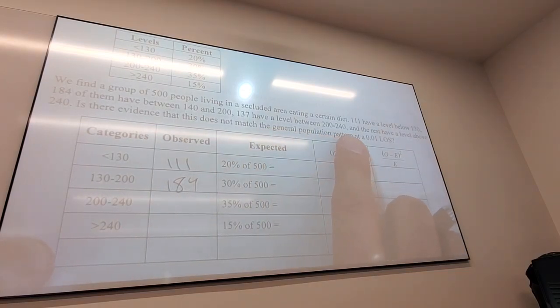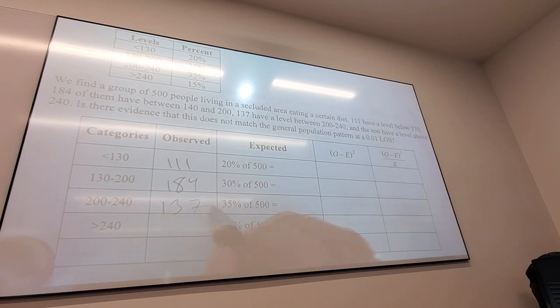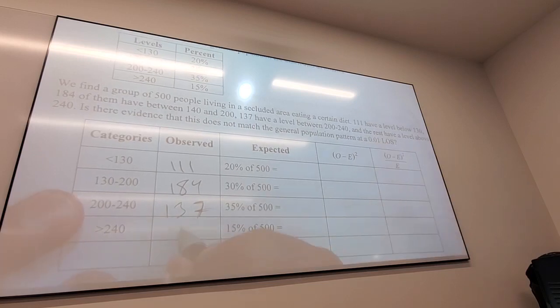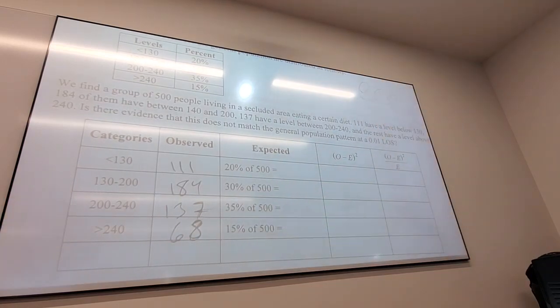137 between 200 and 240. And then of course I do this evil thing. I think I say the rest. 68. Yeah, 68, thank you. So that makes a total of 500. 500, okay.